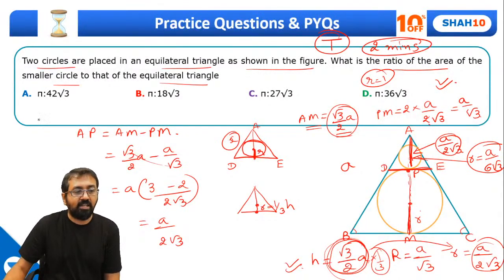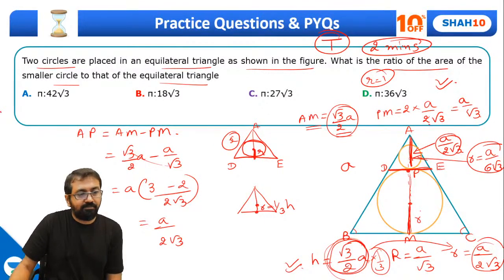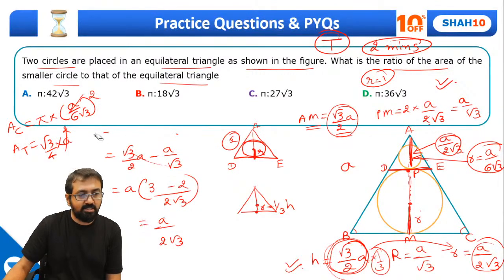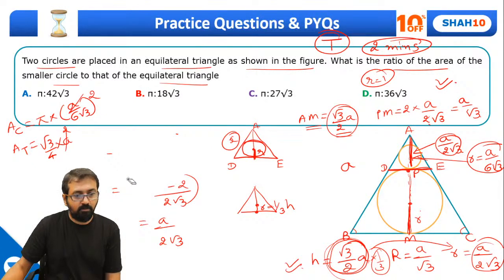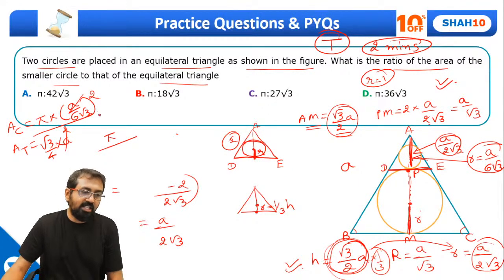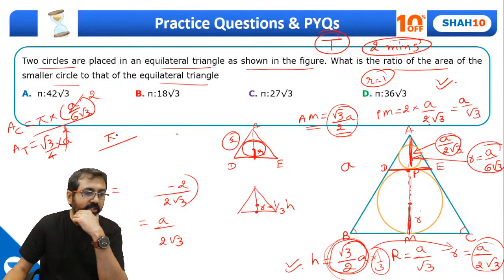Now we can find out area. So area of this circle will be pi into a by 6 root 3 whole square, and area of triangle will be root 3 by 4 into side square, a square. So this a square will get cancelled off. So what are you going to be left with? Let me just erase this thing. So what is this ratio? We are asked to find out the ratio of area of smaller circle to equilateral triangle. So this will come out to be pi divided by this 6 root 3 square will multiply over here, and 4 will go in the numerator. Correct?